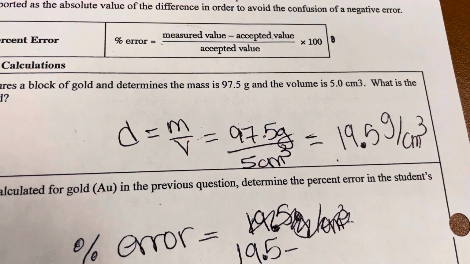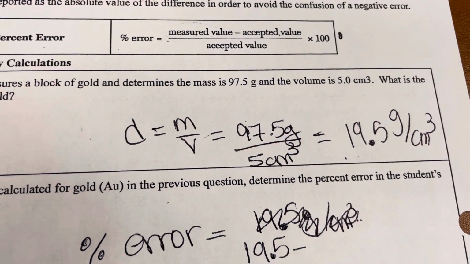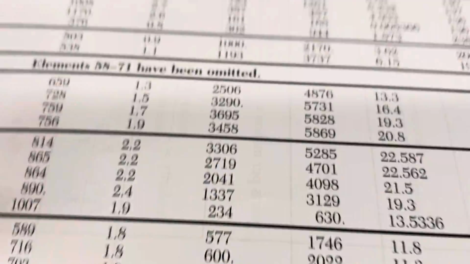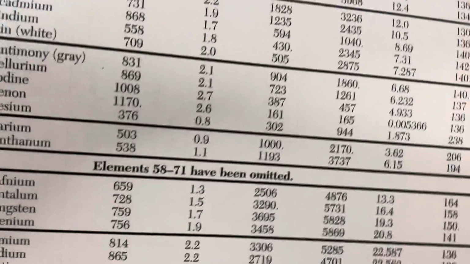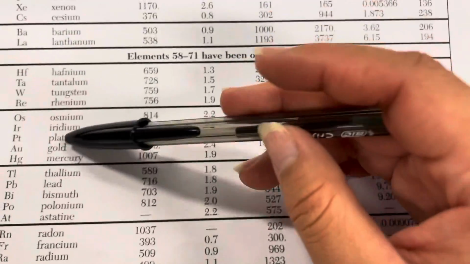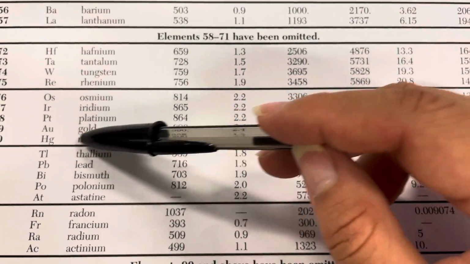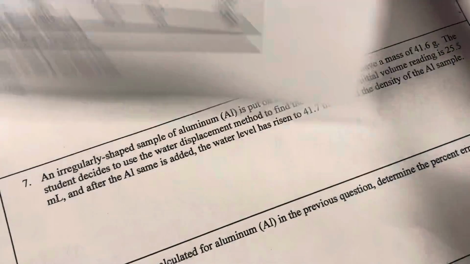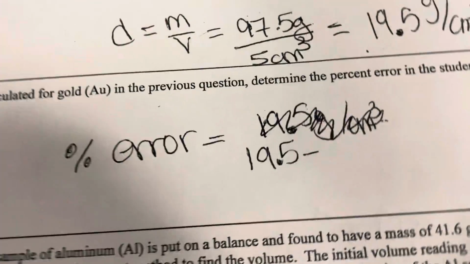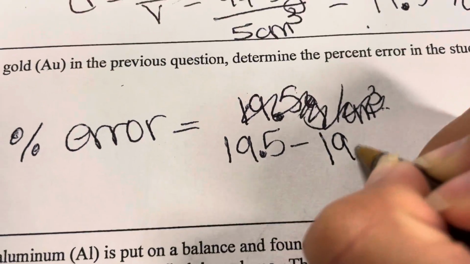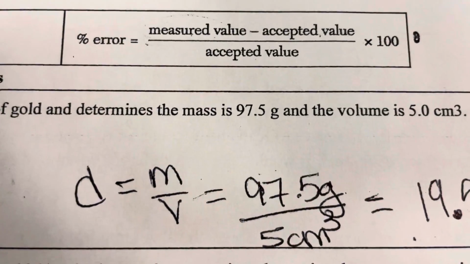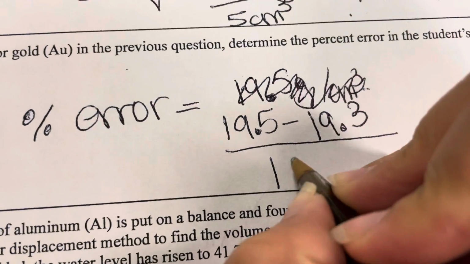Well, let's go to the reference table in our case, and we are looking for Au, which is gold, and the density, the true density, the accepted density of gold. So if we go over here, we see that it's 19.3. So I'm going to put that into my accepted value, 19.3. Put it over accepted value and then multiply it by 100.